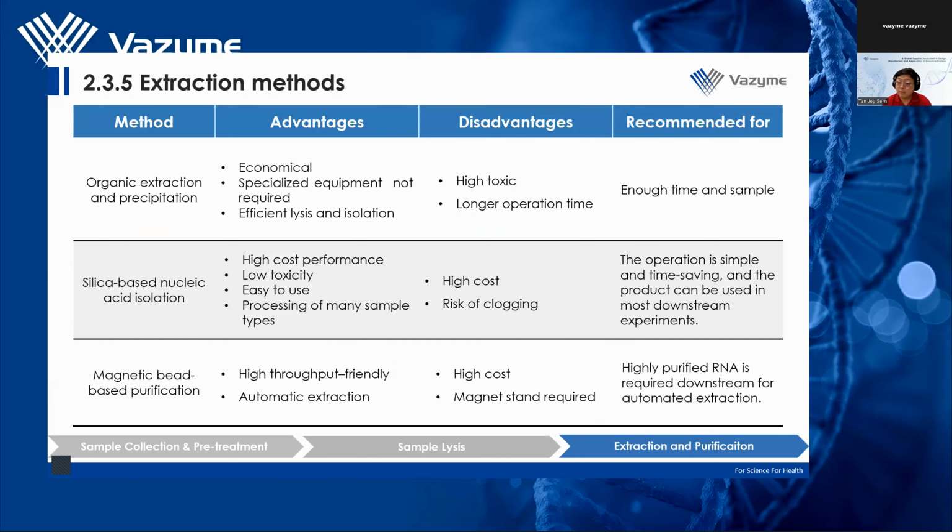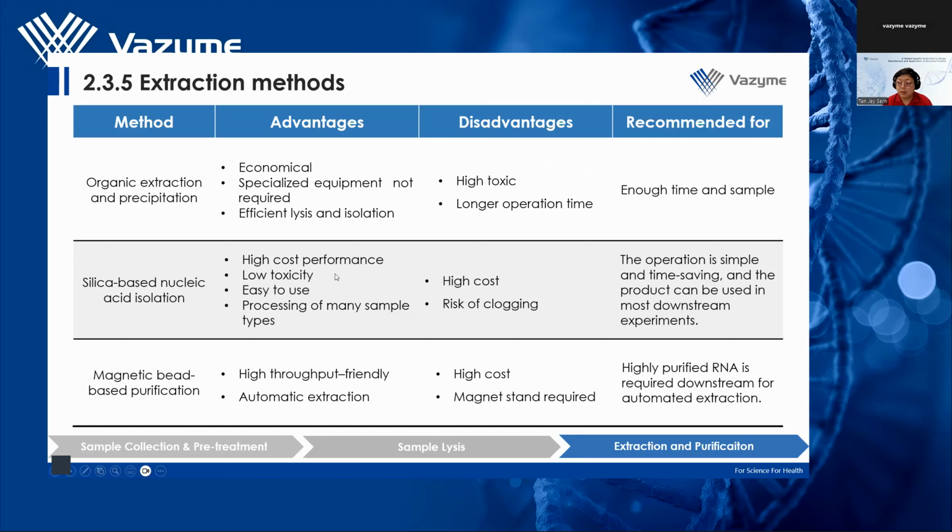So, to summarize, if you have ample time and are looking to save costs, the precipitation method would be the suitable choice. If you prioritize simplified operations, time saving and efficiency, the centrifugal column method would be the more appropriate option for you. However, if you're working with large sample numbers, the magnetic bead-based method combined with the automated extraction instrument would be the best option. So you have three options to choose between. Which one would be most suitable for your extraction?